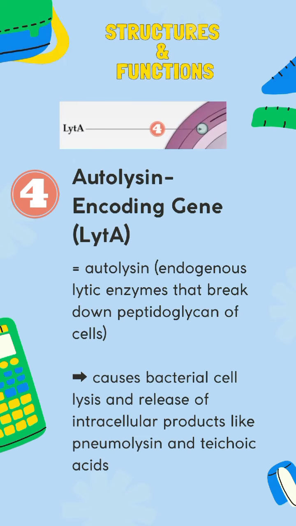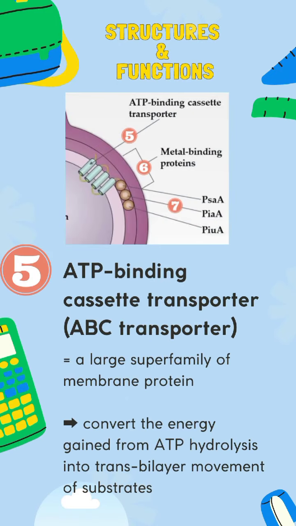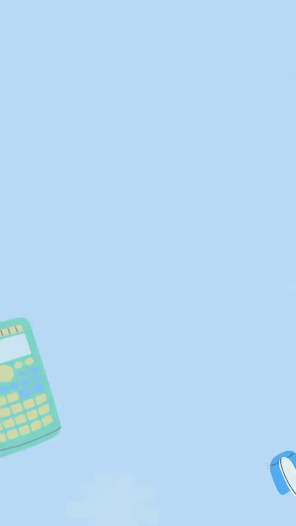The autolysin encoding gene causes bacterial cell lysis and release of intracellular products like pneumolysin and teichoic acid. The ATP binding cassette transporter, or ABC transporter, converts the energy gained from ATP hydrolysis into trans-bilayer movement of substrate. The metal binding proteins play roles in structural stability and complex formation, gene expression regulation and alteration, and DNA processing.